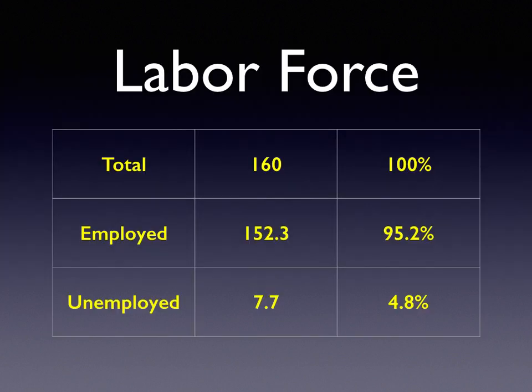So here's the way that we could think about it. We have 160 million in the labor force. Of that 160 million, about 152 million, or about 95% of that category, are employed, which leaves about 7.7 million, or around 4.8%, that are unemployed. Once again, when we calculate the unemployment rate, it's the number of unemployed divided by the labor force. Also, remember the labor force is equal to the unemployed plus the employed.